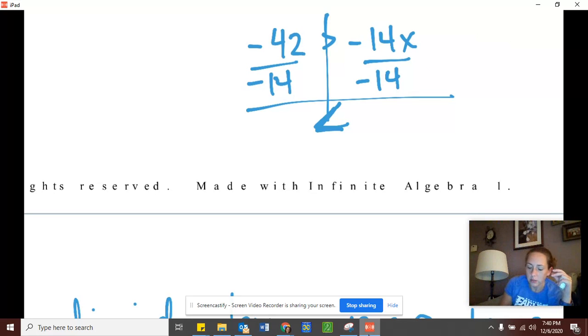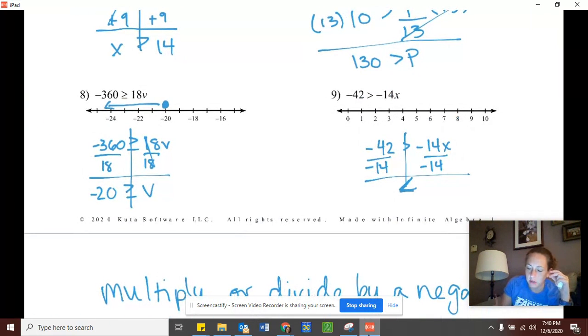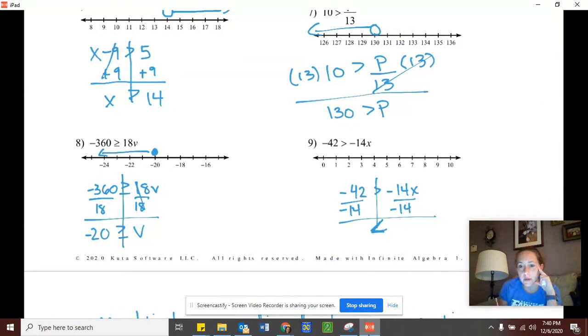That only happens when you are multiplying or dividing by a negative. Notice here, when I multiplied by a positive number, I didn't change the direction of the sign. When I divided by a positive number, I didn't change the direction of the sign. It didn't even matter that my answer was negative. But if I'm dividing by a negative number, the sign has to flip. Okay? So hopefully you remember that.